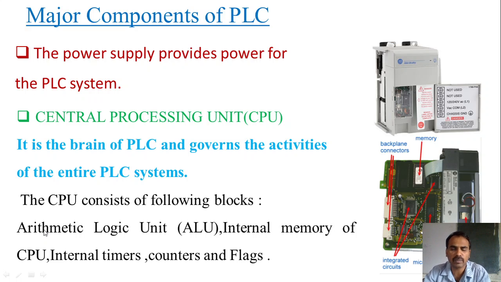So what are the main functions the CPU performs? It will scan the input and output sources, and also the program execution will be done by the CPU, data handling, and then peripheral and external device communication. All these are some of the important functions which the CPU will do.